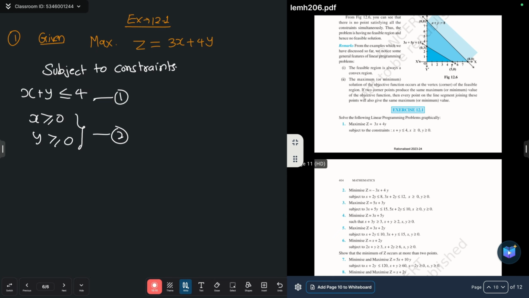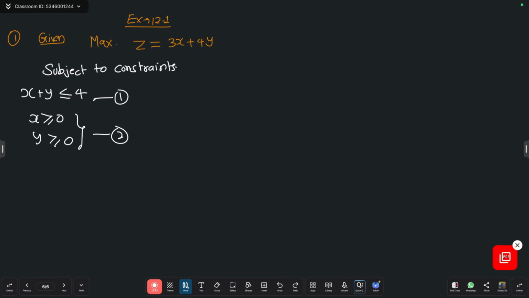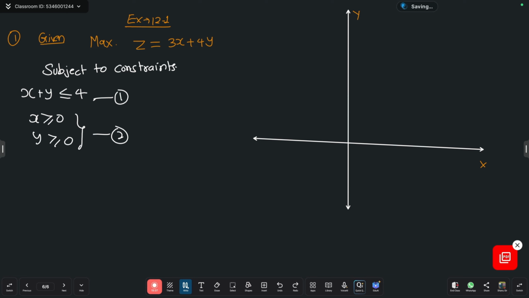Why non-negative? Because x value always either 0 or positive, y value either 0 or positive. So first step, we have to draw the graph of this. How to draw graph of this? So see, x-axis, y-axis. So first step, you should draw graph of constraints. So first constraint is x plus y less or equals to 4. So to draw this, we will draw first the line x plus y equals to 4.